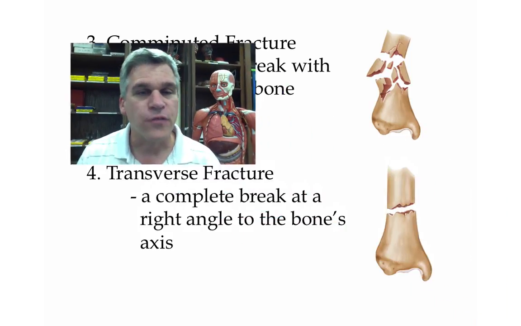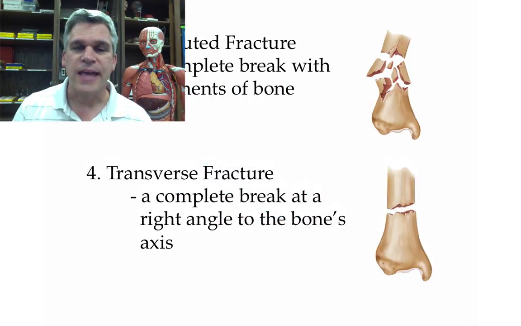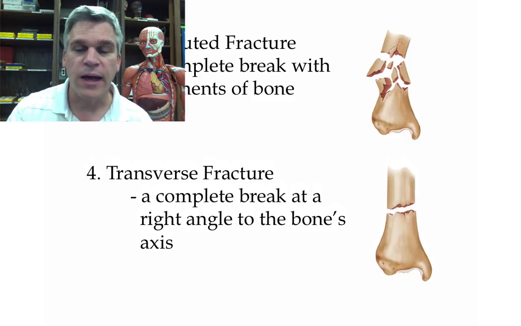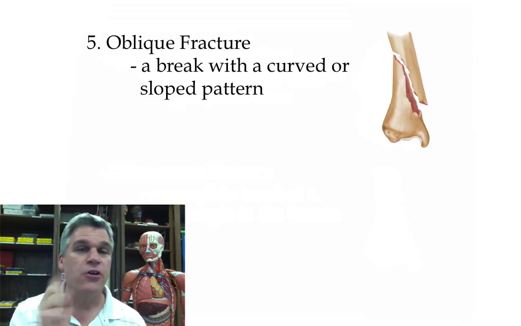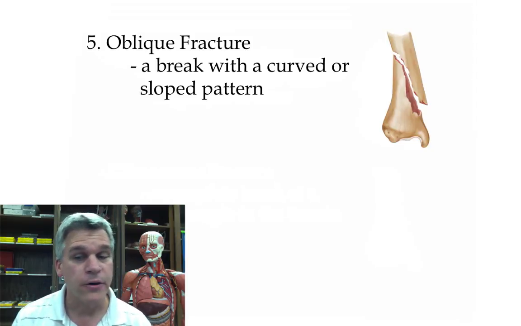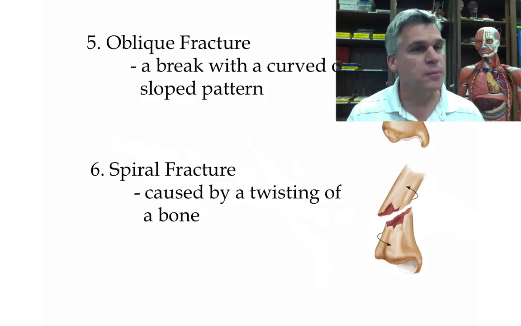There's a transverse fracture. So this is a break of the bone that is at a right angle to how the bone turns or on its axis. There is the oblique fracture. So this is a break that has a curved or a sloped pattern to it. And a spiral fracture. So this is what happens when you twist a bone and it breaks.